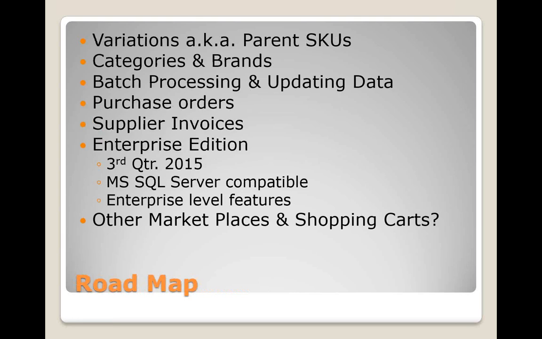And let's go over here and talk about the roadmap. We mentioned briefly the variations, also known as parent SKUs. We're going to add in categories and brands, doing batch processing and updating data, meaning that for data processing intensive activities, like say for example you want to be able to assign all SKUs to a particular supplier, we'll put in batch update processing, things like that. We're going to try to add in some support eventually for purchase orders and supplier invoices.